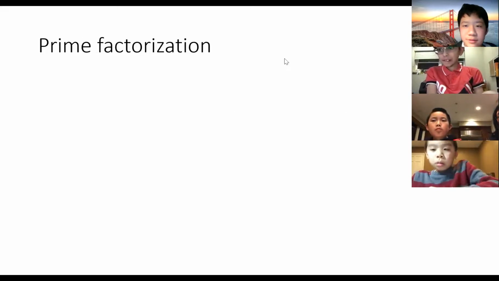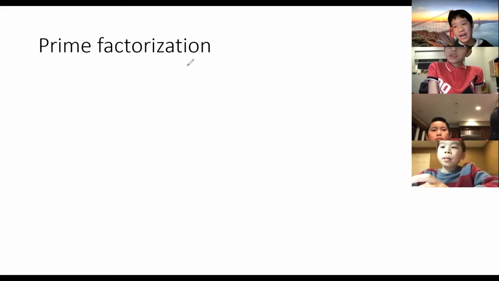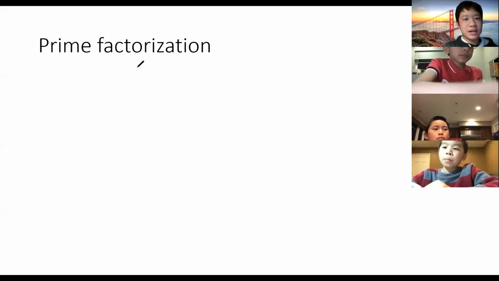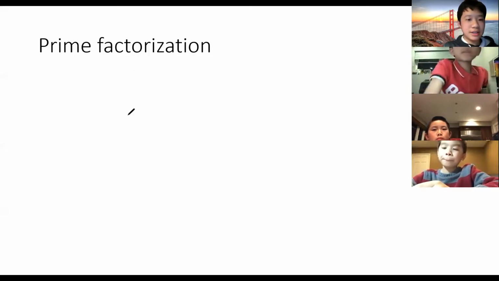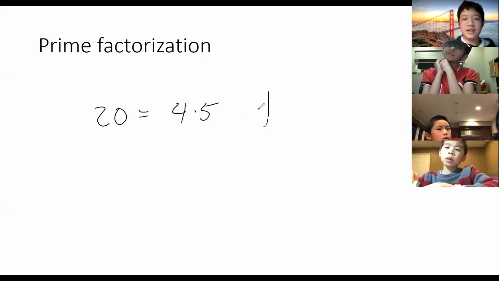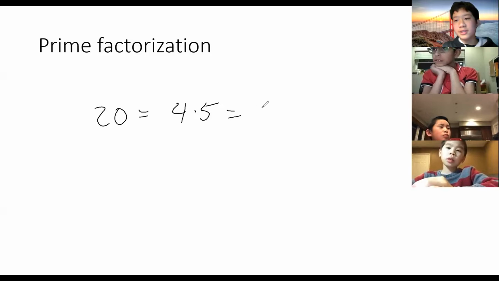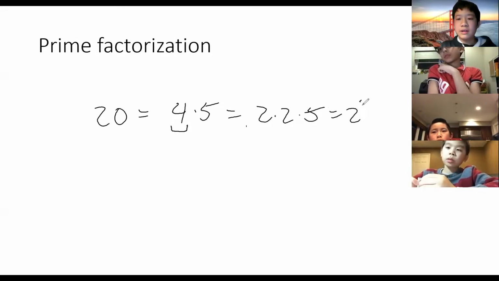Prime factorization. We're almost at the end. So prime factorization is basically turning any number into a lot of primes multiplying. For example, I can turn the number 20 into 4 times 5, and then 4 equals 2 times 2, right? But 4 is not prime yet, so I can't stop there. I have to turn 4 into 2 times 2 times 5. So the prime factorization is 2 squared times 5, okay?